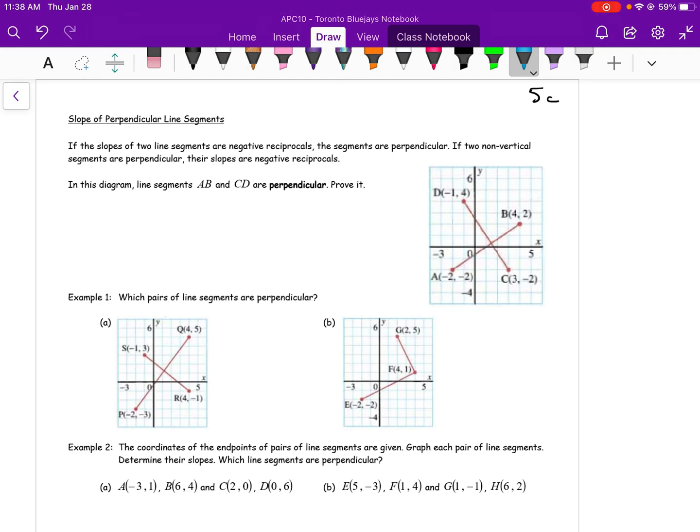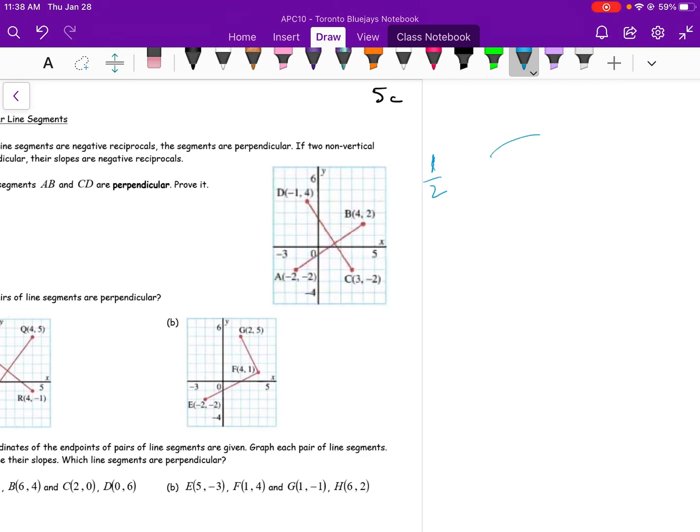I'm just going to discuss what the negative reciprocal is. Well, it means the negative of the reciprocal. So let us say that our slope is 1/2. The reciprocal of 1/2 is 2, so the negative reciprocal is -2. 3/4 has a negative reciprocal of -4/3. And 4? Since 4 can be written as 4/1, the negative reciprocal of 4 would be -1/4.